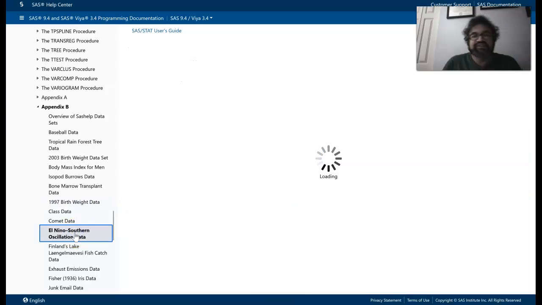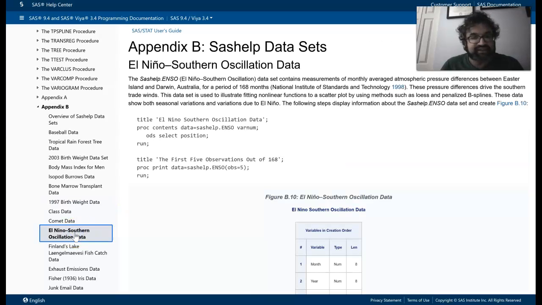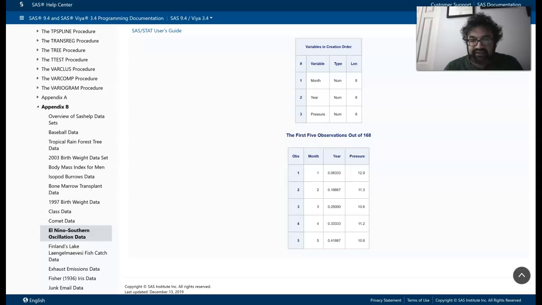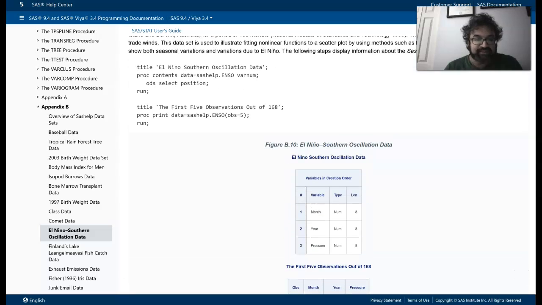Now I'm going to be going over this because environmental health has an impact, especially from weather patterns. The El Nino weather pattern has a real impact. So this is looking at some of these El Nino weather patterns, southern oscillation, ENSO patterns, and this is looking at the barometric pressure, year, and different things from that.